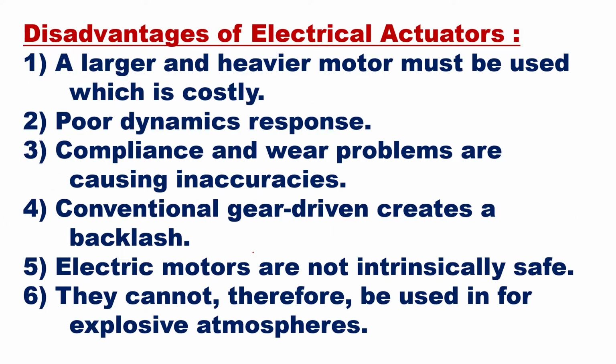Then there are some disadvantages of electrical actuators. Number one, a larger and heavier motor must be used, which is costly. Number two, a poor dynamic response. Number three, compliance and wear problems are causing inaccuracies. Number four, a conventional gear drive creates a backlash. Number five, electric motors are not intrinsically safe. Number six, they therefore cannot be used in explosive atmospheres. So these are some of the disadvantages of electrical actuators.